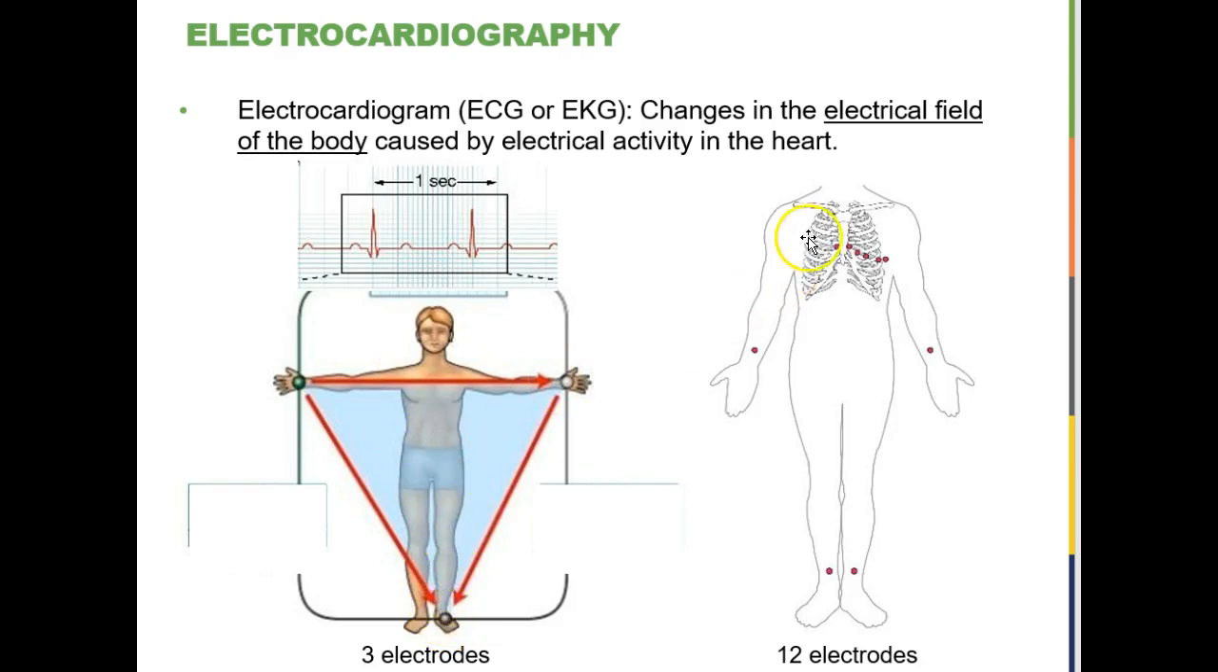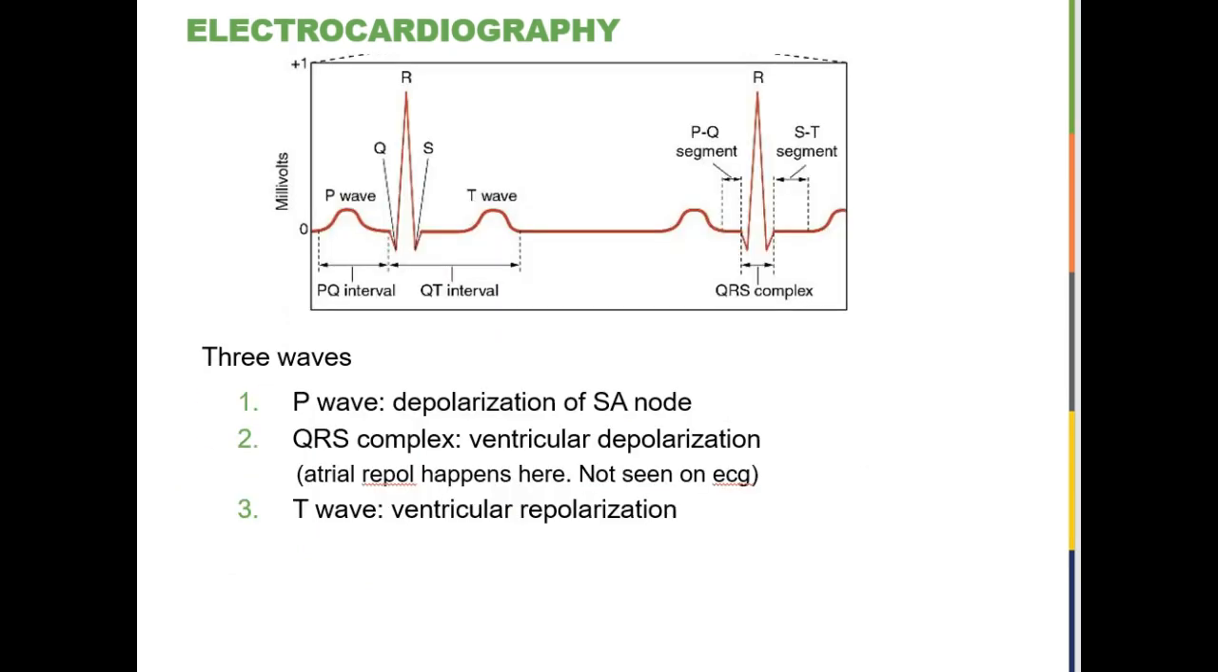Or they can put these electrodes on your chest if they want to get a little bit more accurate. And then they just monitor the voltage difference between this electrode and that electrode as your heart does what it does. So a normal 3-lead ECG will look something like this. This slide right here tells you everything you need to know about the ECG. Your understanding of it does not have to be super complicated.